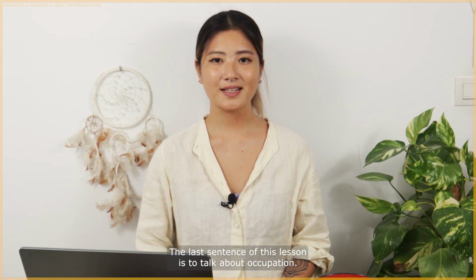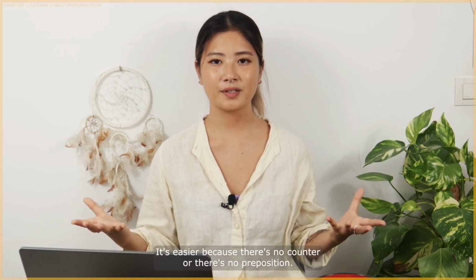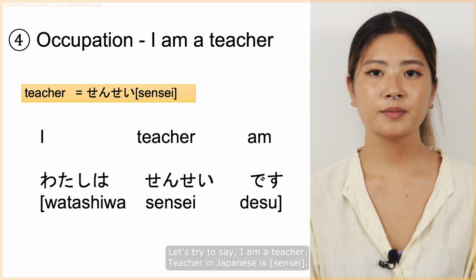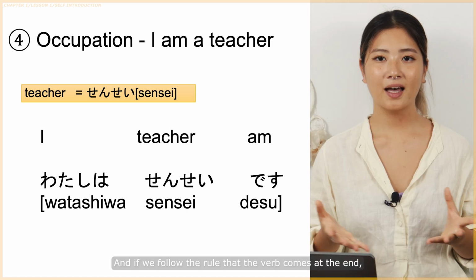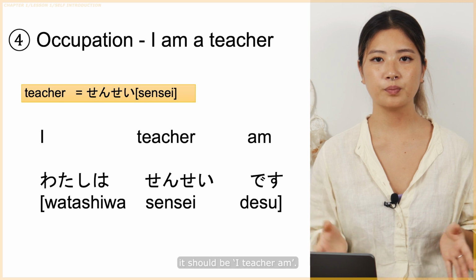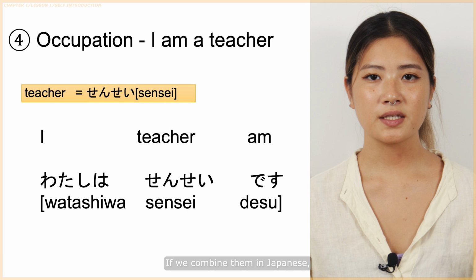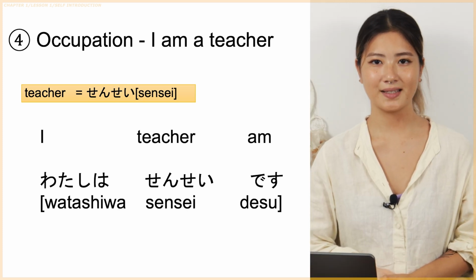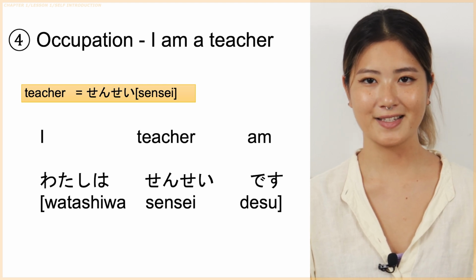The last sentence of this lesson is to talk about occupation. It's easier because there's no counter or preposition. Let's try to say I am a teacher. Teacher in Japanese is sensei. And if we follow the rule that the verb comes in the end, it should be I, teacher, am. If we combine with the Japanese, it's watashi wa sensei desu. I am a teacher is watashi wa sensei desu.